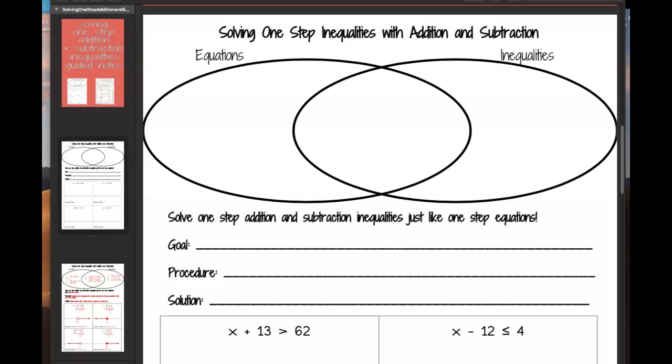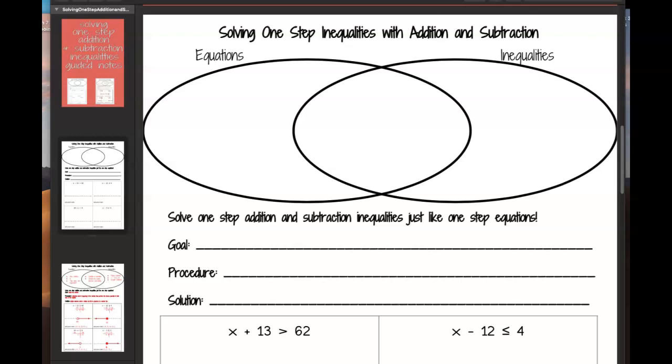Okay, so today we're going to be comparing and contrasting solving equations versus solving inequalities. At the top of this page, we have a Venn diagram to help us visualize how solving equations and inequalities are alike and how they are different.